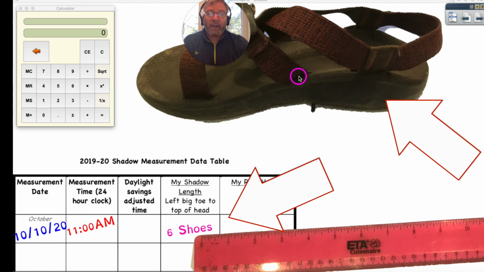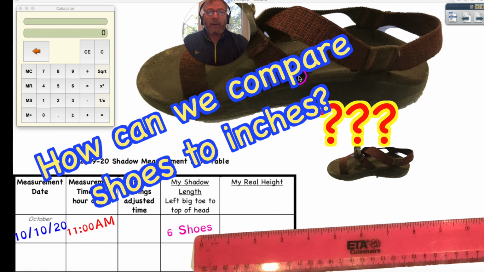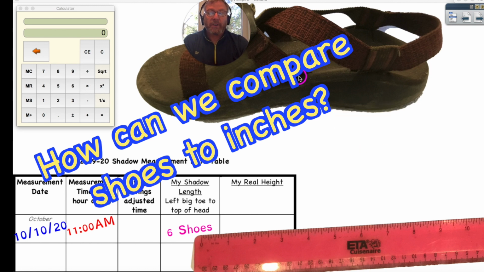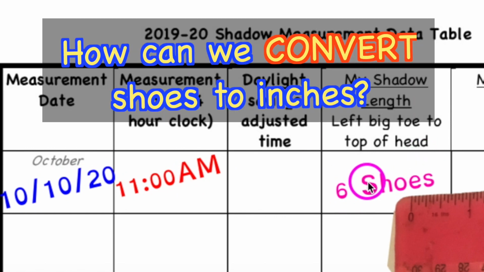your head. And while this is good information, some of you have pointed out that, wait a second, we all have different size feet. So how can we compare how long our shadows are if we're using things like shoes to measure? In this lesson, we're going to quickly look at how we can use shoes to measure. So, if we look at the shadow data table, on October 10th, I measured at 11 a.m., and my shadow was 6 shoes long. How do I convert shoes into inches?